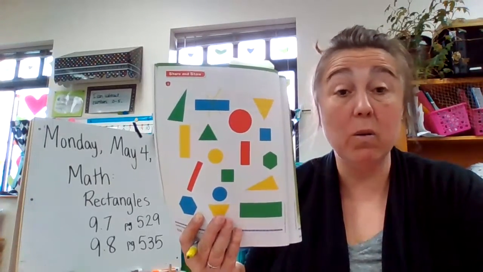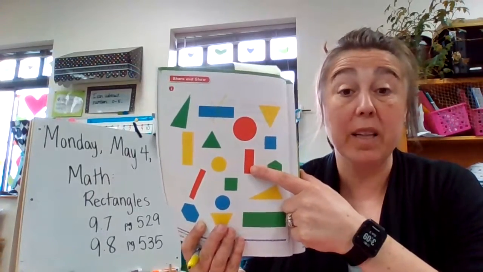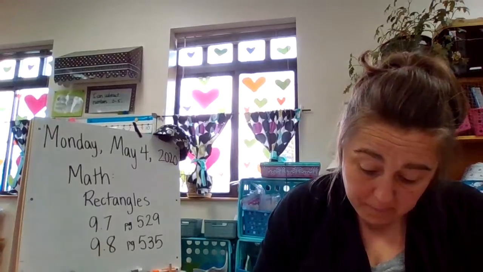Ooh, rectangle or not a rectangle? What do you think, Jack? Rectangle? I agree, let's cross it off. All right.